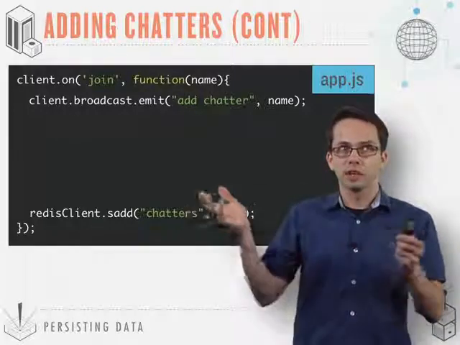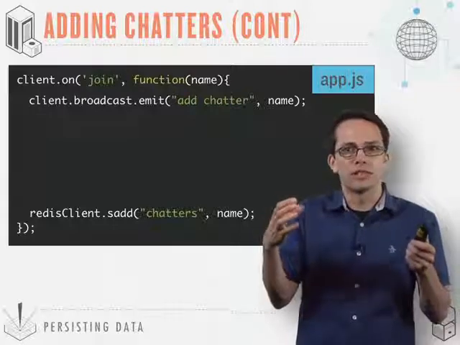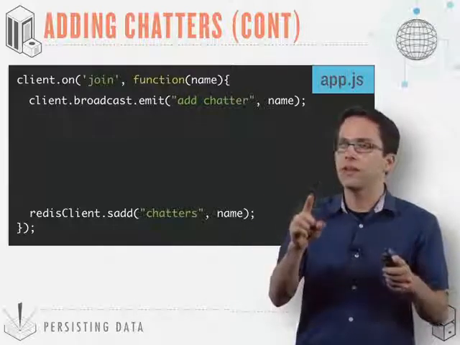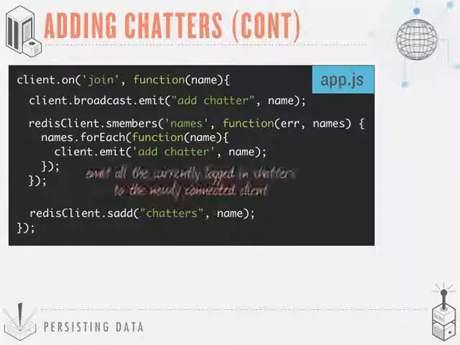But what if there's already chatters in the chat room? What if there's already users in our set? We need to check for that. So we'll use our Redis client to list out all of the people in our set, all the names, and then on that callback, we'll iterate through each of the names, and then on our client, which just connected, we'll emit add chatter and send in each name.